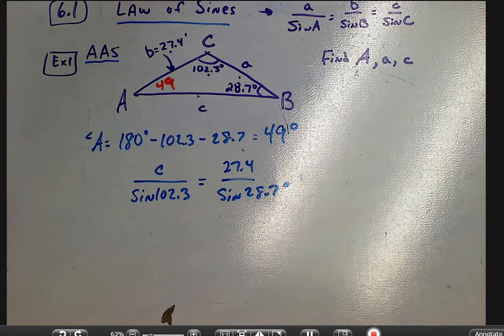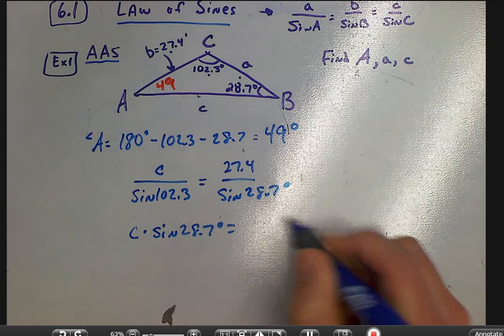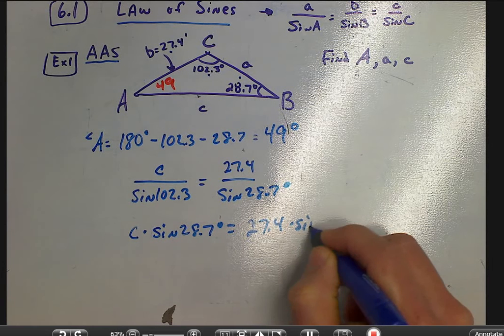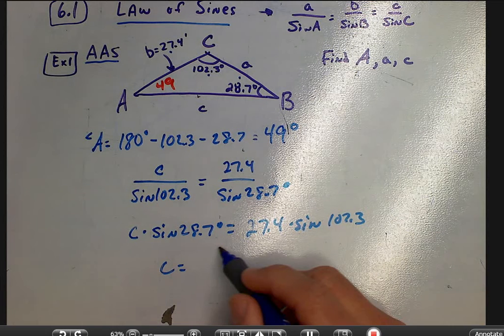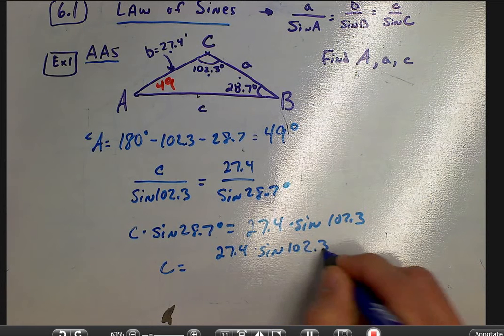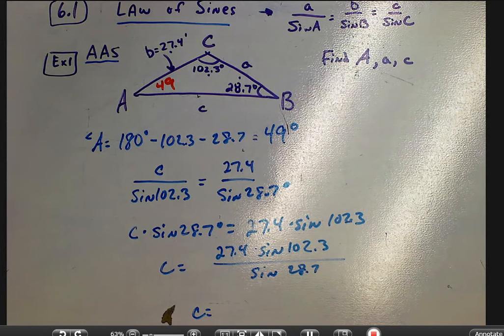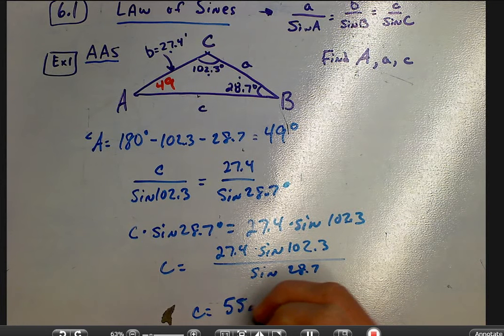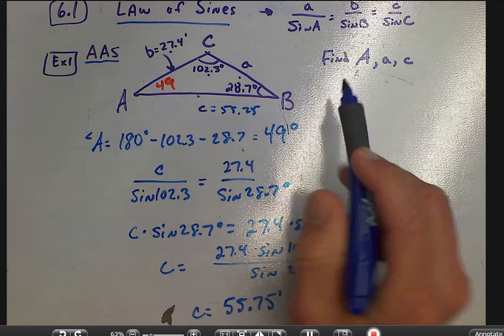I cross multiply, so C times the sine of 28.7 degrees equals 27.4 times the sine of 102.3, and so C is going to be equal to 27.4 times the sine of 102.3 divided by the sine of 28.7. Put that into the calculator, and I come up with side C being approximately 55.75. Okay, so now I've found side C, so it's about 55.75. Now I have to find side A.